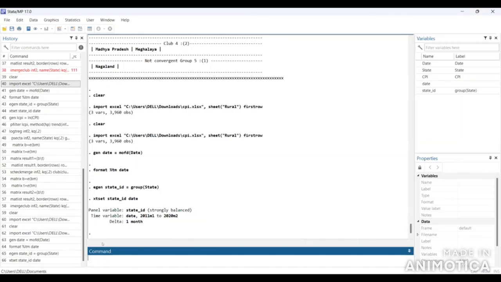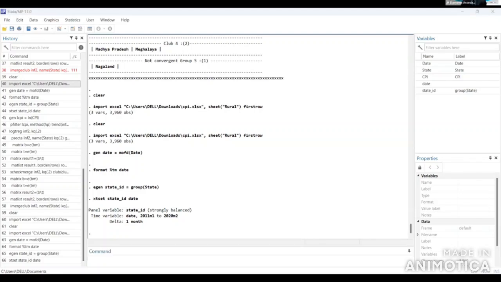Now it's showing that the panel variable, the state ID, is strongly balanced, and the time period is from 2011 month 1 to 2020 month 2. That is January 2011 to February 2020, and the data is monthly, right? Yes, yes.